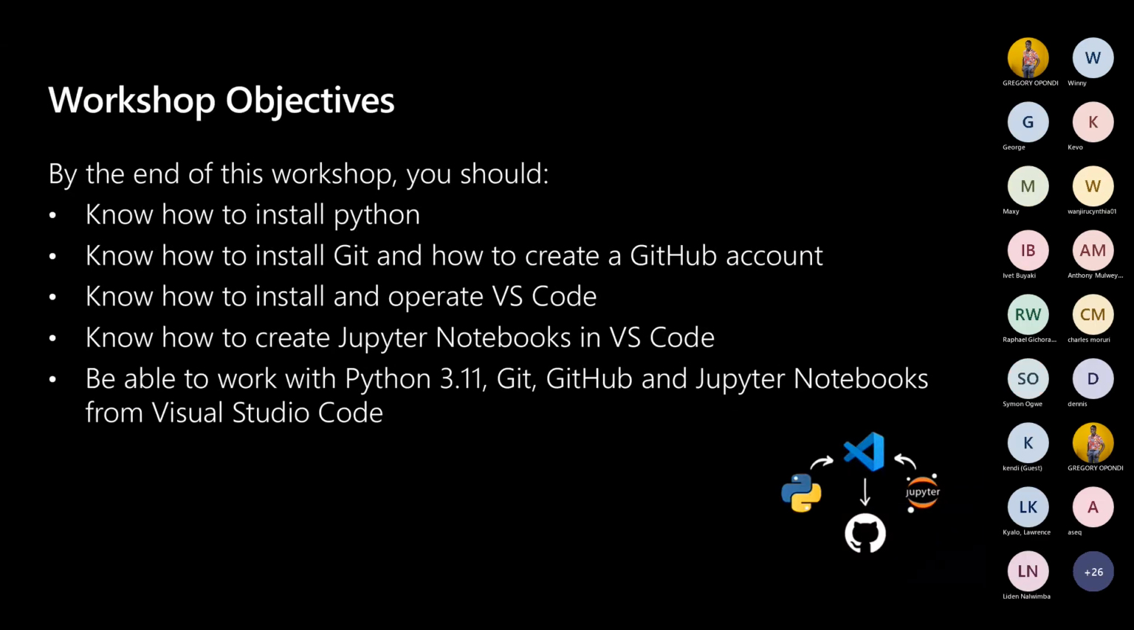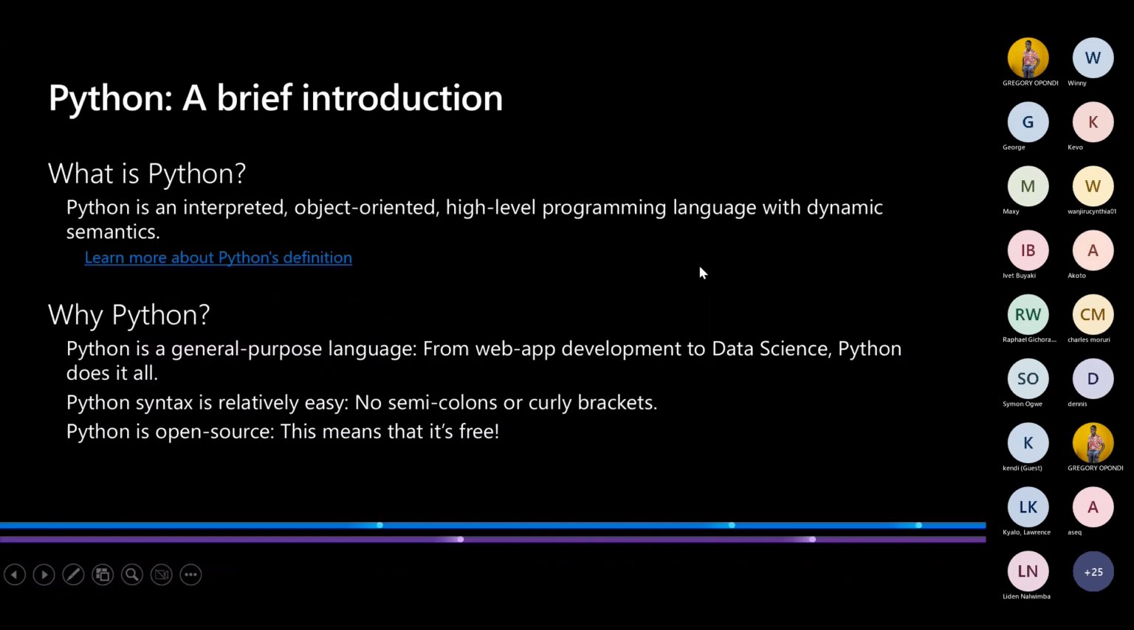So we've already gone through the objectives. Yeah, so why Python? Python, first of all, is a general purpose language. So with it, you can build solutions for web, data science, machine learning, artificial intelligence. You can do automation with it. Python basically does it all. Python syntax is also relatively easy, so there is no need for semicolons or curly brackets. In some other languages, when you forget to put a semicolon in one line, you get an error in your whole code. So Python is easy to write and understand. Python is also open source. So open source means that it's built by the community and this makes it free.